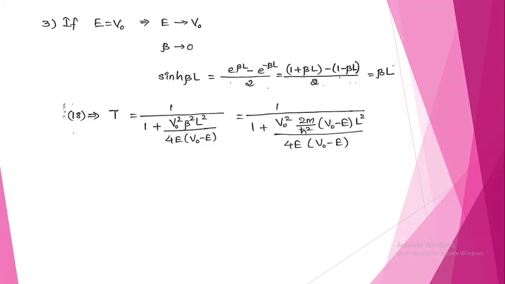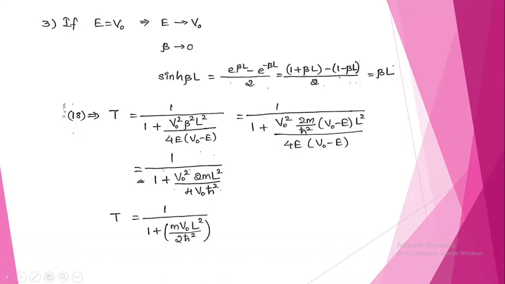Then again, we know the value of beta square. Substituting it, and as we have taken E is equal to V naught, in the denominator we can just put E is equal to V naught, and here V naught minus E will get cancelled, and this E can be written as V naught. Again one V naught will get cancelled, and finally we are left with T is equal to 1 by 1 plus m V naught L square by 2 h cross square.